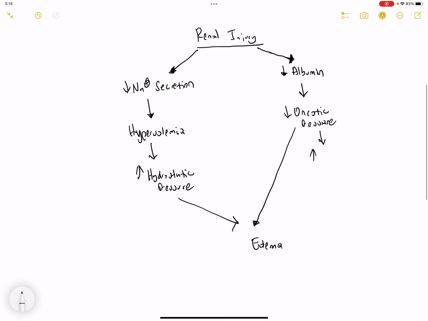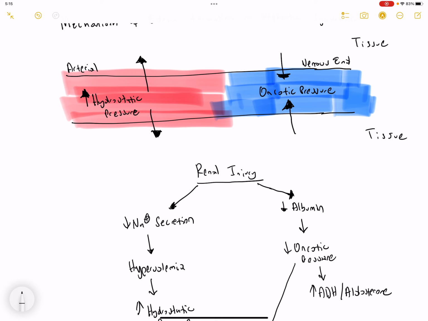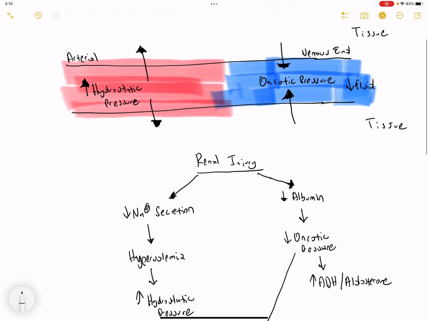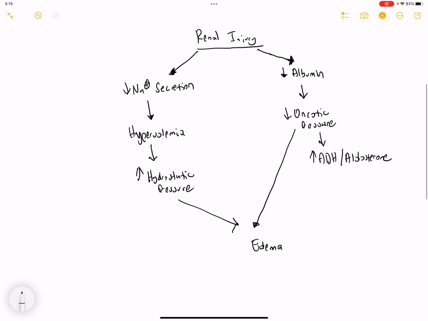release of antidiuretic hormone and aldosterone. And the reason for this is the body thinks that it is in a state where it lost a lot of fluid because we have less fluid in our vessels and more in the tissues, but the body thinks that it lost a lot of fluid. So as a result, in order to retain more fluid, it's going to release antidiuretic hormone and aldosterone.